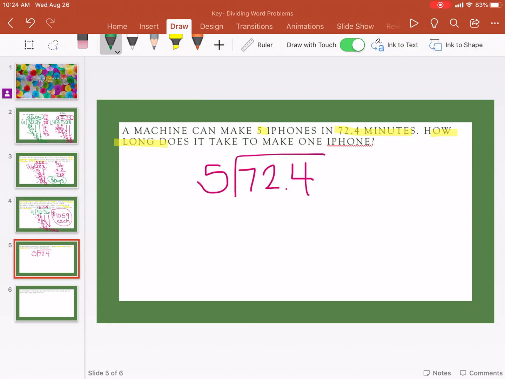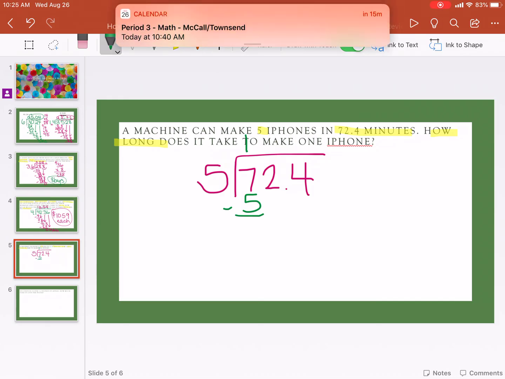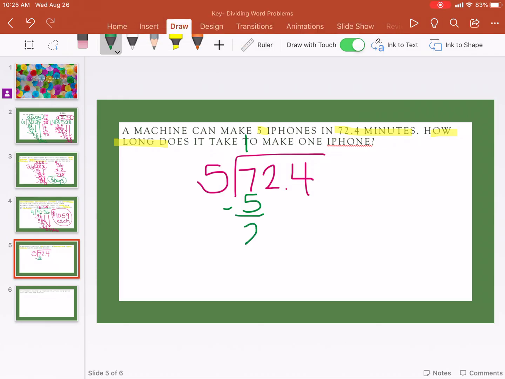Okay, 5 goes into 7 one time. You got to divide, subtract, and bring down. Leftover of 2, bring down the 2. 5 goes into 22. 5 times 4 is 20, with 2 left over, bring down the 4. Oop, I forgot to raise the roof. Bring the decimal up. 5 goes into 24 again, 4 times with 20.